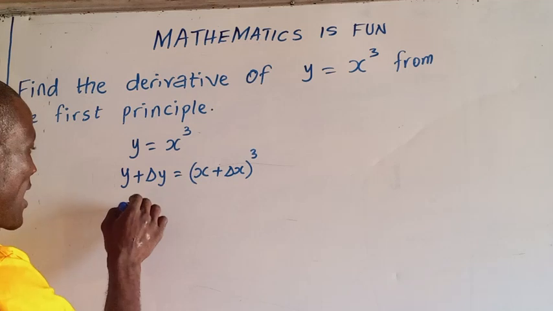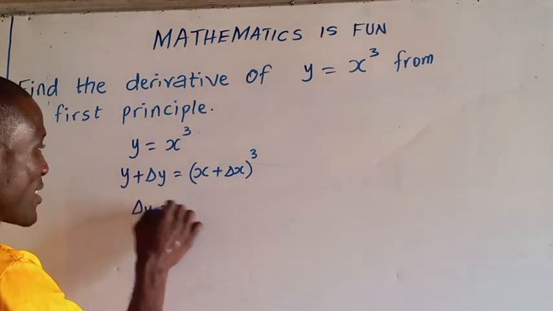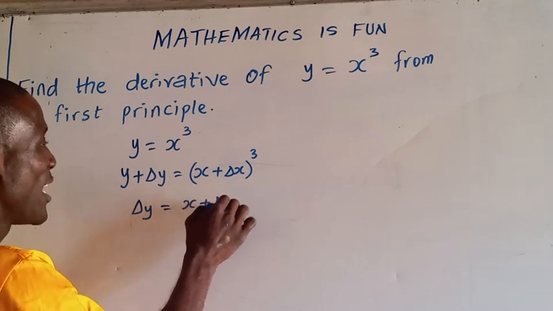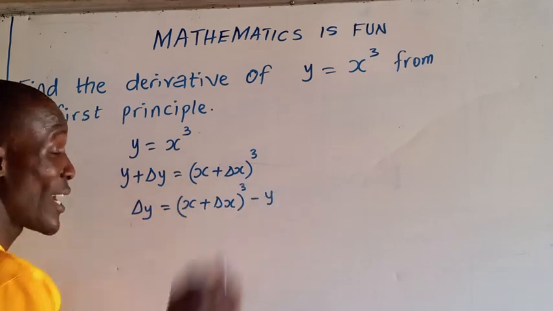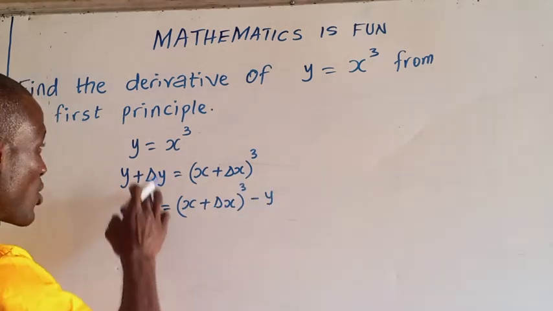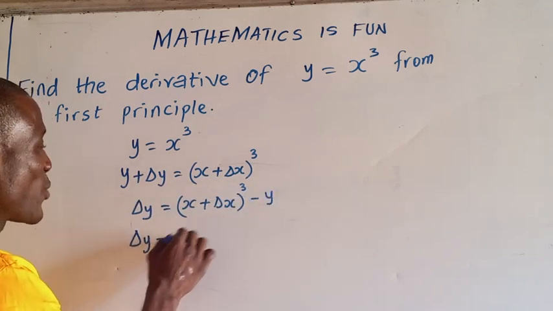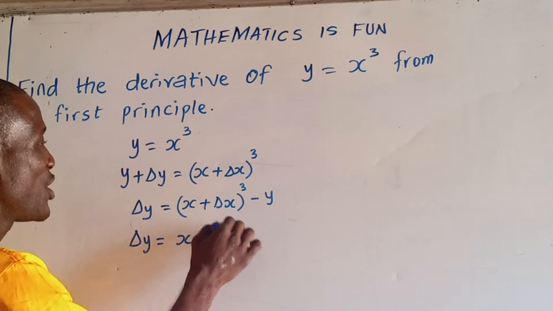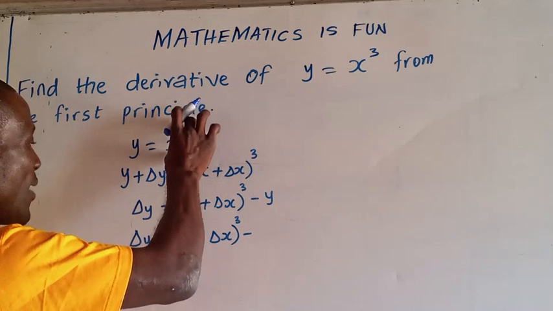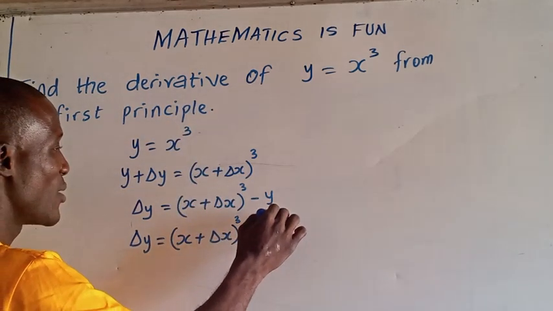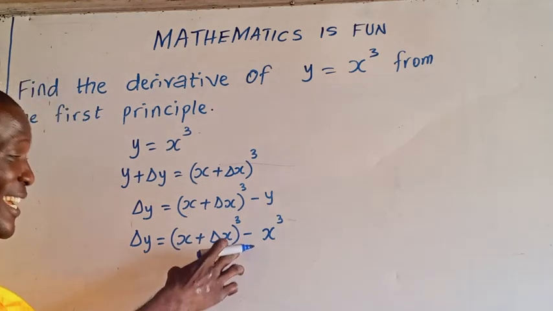Subtract y from both sides so that we'll be left with change in y here. Everything equals x plus change in x raised to the power of 3 minus y. So before we proceed, let us try to substitute the value of y here so that we have change in y equals x plus change in x raised to the power of 3 minus what is our y? Our y is actually x to the power of 3. Now we want to solve x plus change in x raised to the power of 3.